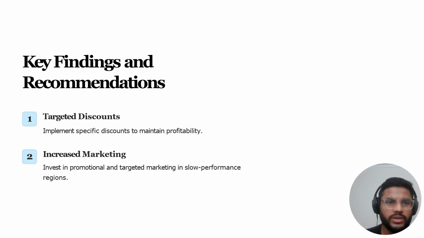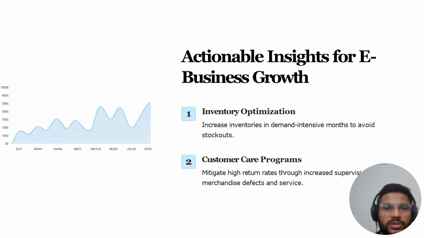So now we have reached the key findings and recommendations. For targeted discounts, implement specific discounts to maintain profitability. Talking about increased marketing, you should invest in promotional and targeted marketing in slow performance regions. Next, actions for insights in the e-commerce business, inventory optimization. Warehouses or big factories, manufacturers should increase the inventory in demand-intensive months to avoid stockouts, like the month of October, which had high sales.